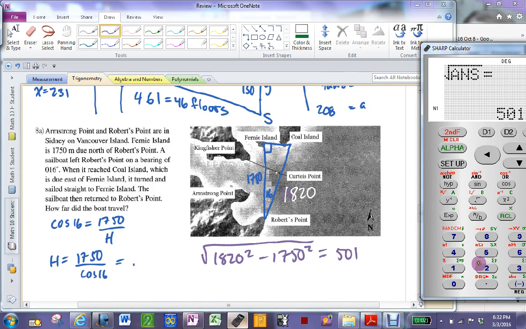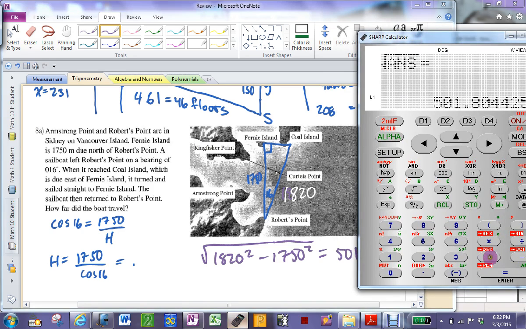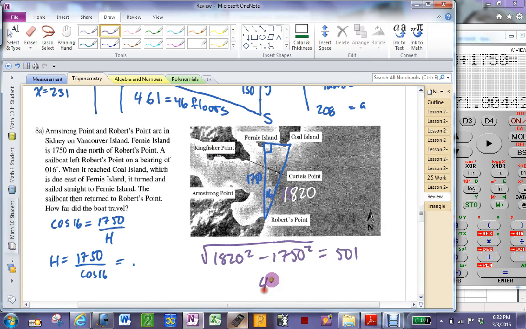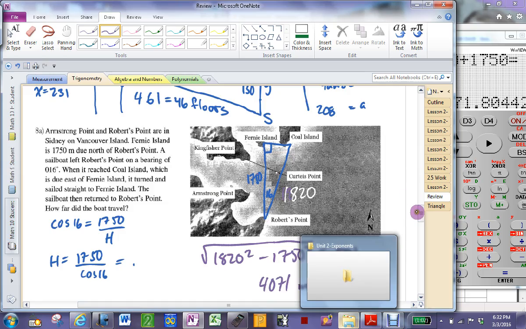Then I just add those three numbers up. So I got 501 plus 1820 plus 1750. Yes? Oh, she's just going to finish this video. 4071 meters, which is perfectly good for me.